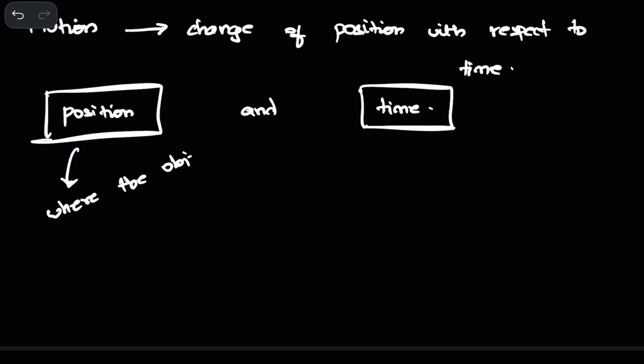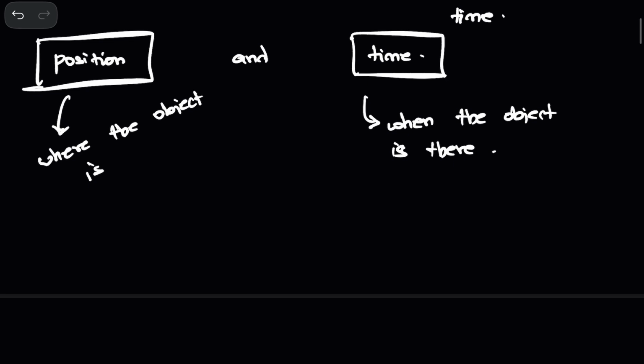Position tells where the object is, and time tells us when the object is there. So motion is a relationship between these two things, position and time: where the object is and when it is there.